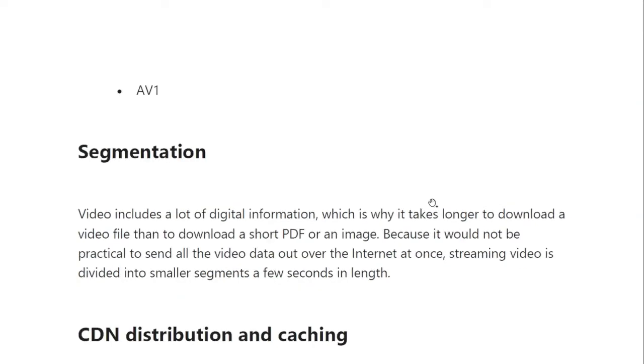Then the segmentation part. Video includes a lot of digital information, which is why it takes longer to download a video file than a short PDF. Streaming video is divided into small segments, a few seconds in length. Now, that is how the live streaming is being done.